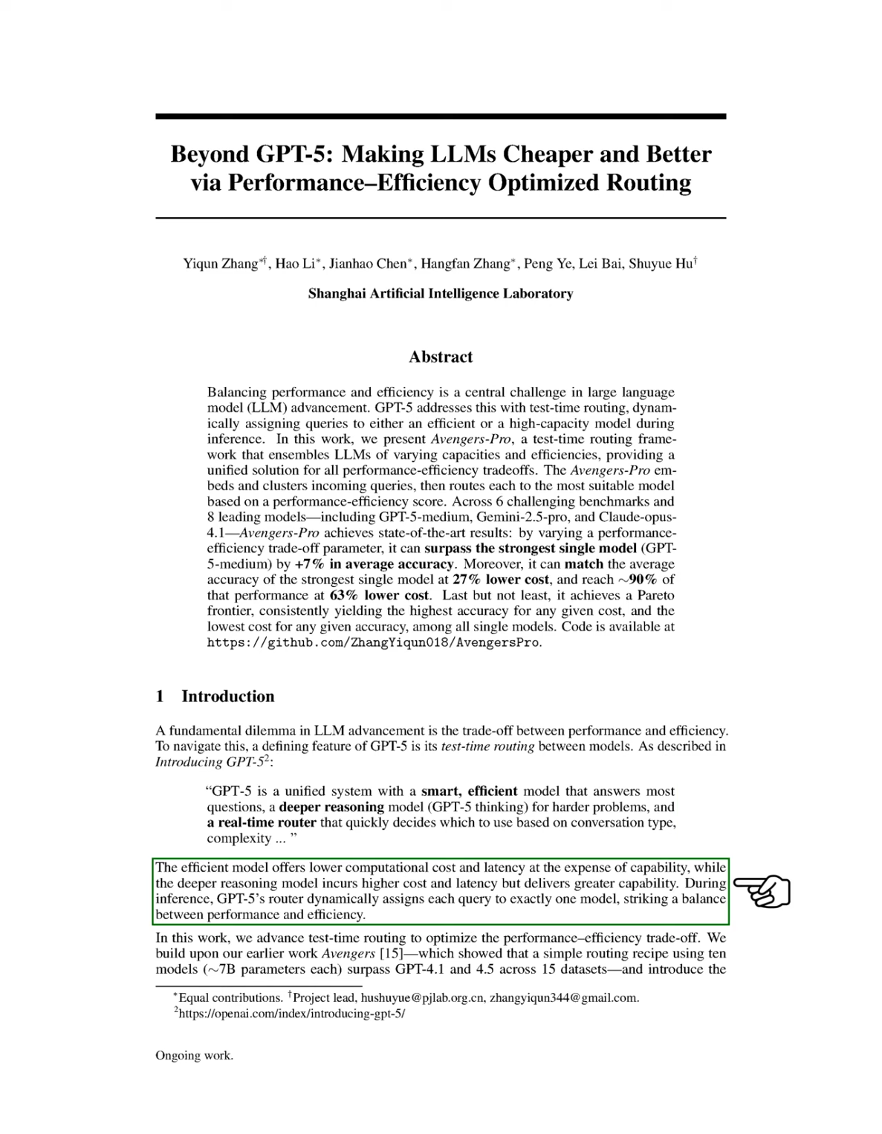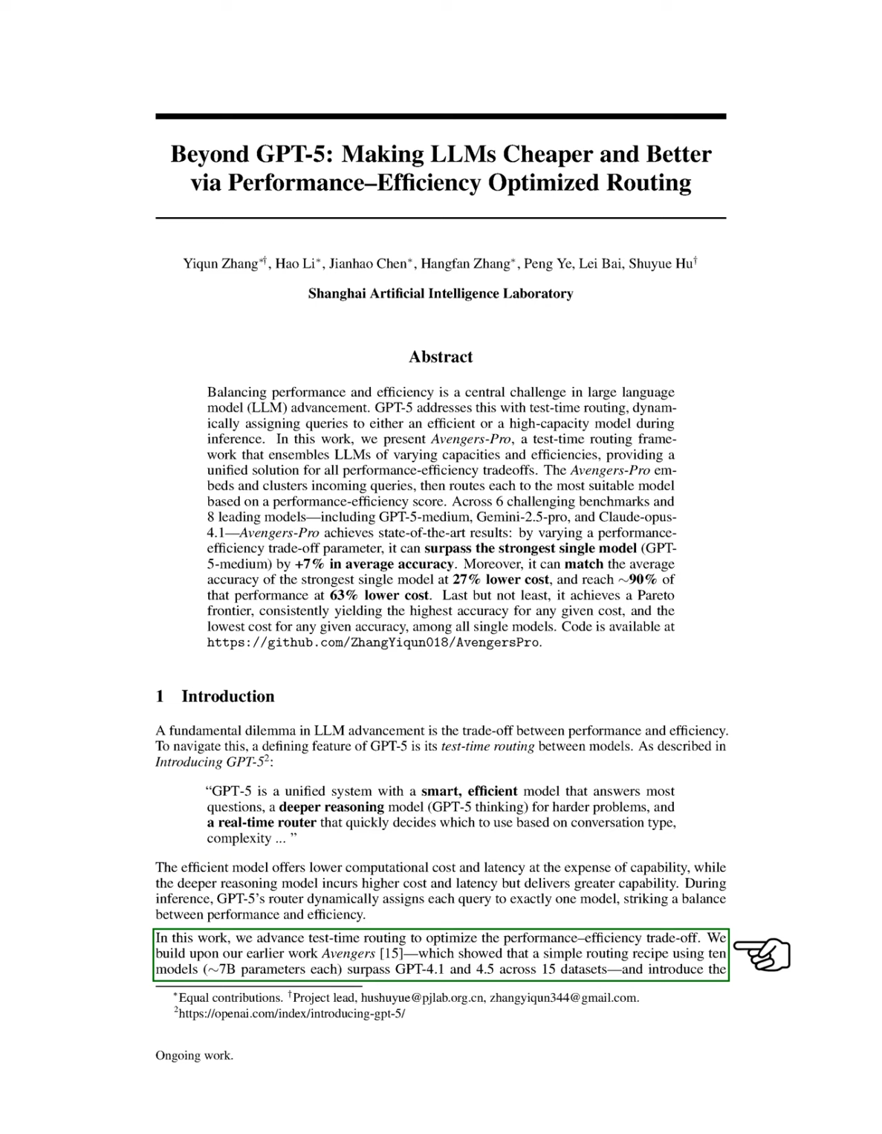The efficient model is less costly and faster but has limited capabilities, while the deeper reasoning model is more capable but comes with higher costs and delays. During the inference process, GPT-5's router assigns each query to one model, aiming to find a balance between performance and efficiency. In our work, we enhance this routing process to better optimize this trade-off.